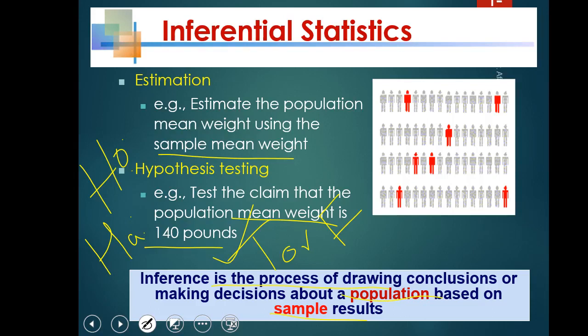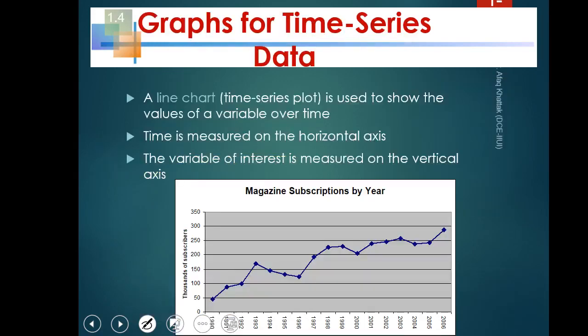So if I take a sample of 100 people in Islamabad, and I say that the average weight of people in Islamabad is 65 kg, it's a kind of representation of the whole population's weight in Islamabad. Now let's come toward time series data.